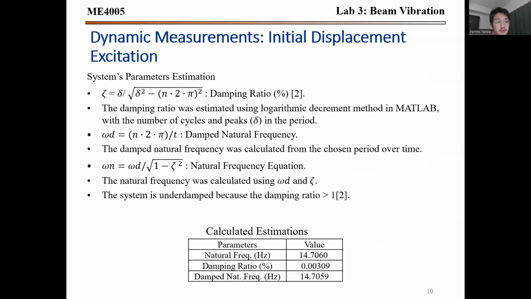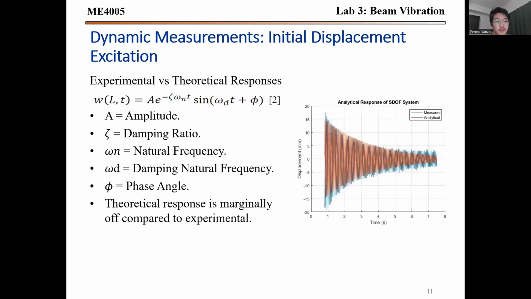This is the equation for dampening and the natural frequencies. The system should be underdamped by a lot because the dampening ratio is significantly less than 1, given the analytical value. And this shows that the analytical value is roughly around the measured experimental data set.